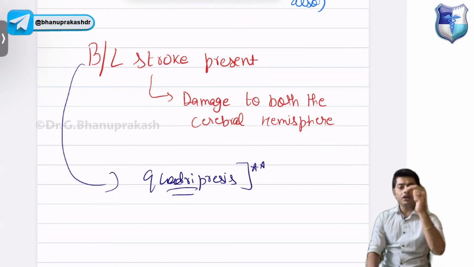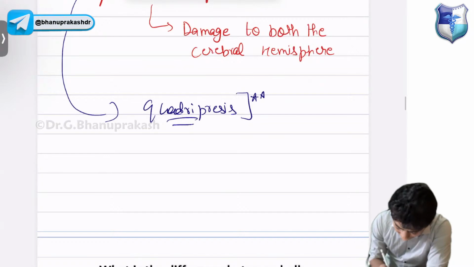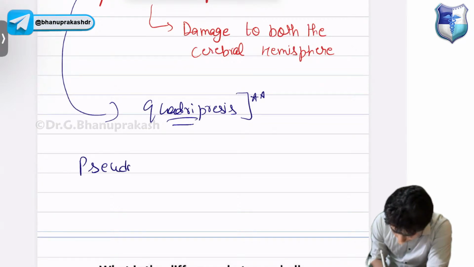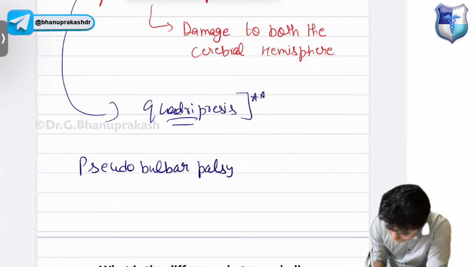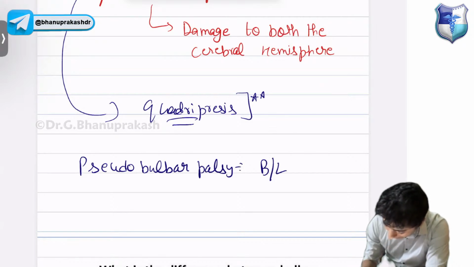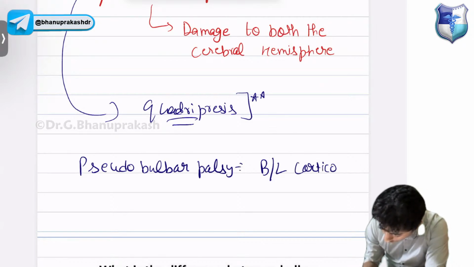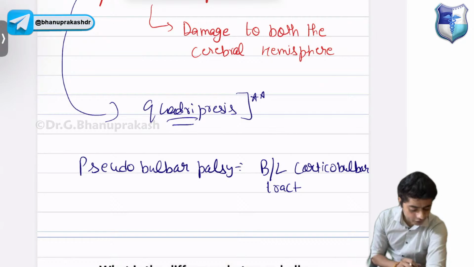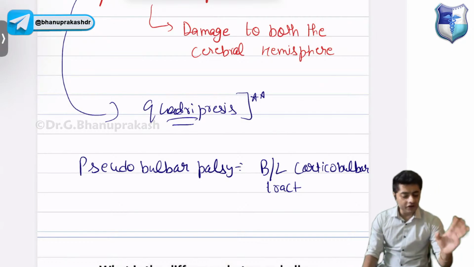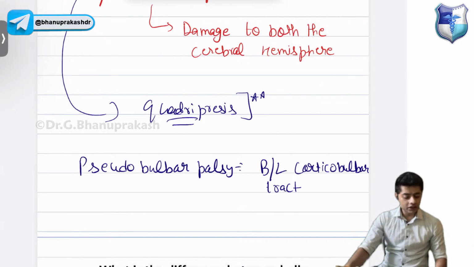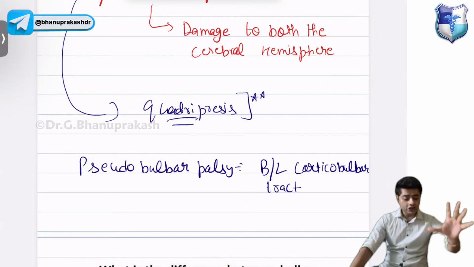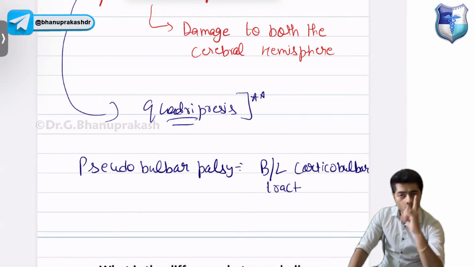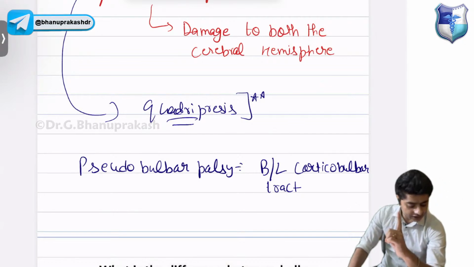Okay? Then only there will be quadriparesis. So, then it will result into pseudobulbar palsy, due to damage of bilateral corticobulbar tract. Okay, everyone? Everyone okay with this concept? Just tell me in the comment section. Just give me a thumbs up if you understood that pseudobulbar palsy will only and only happen when there is a bilateral stroke.